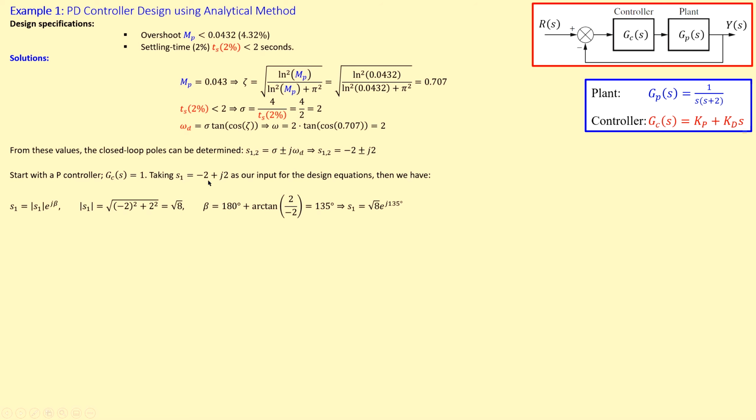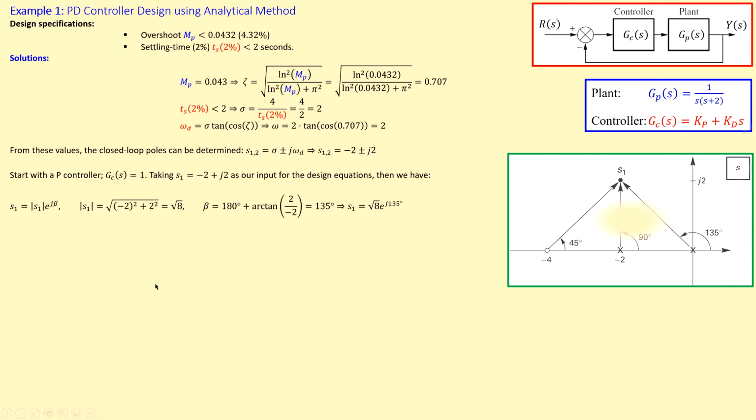And the phase associated with this one, if you draw this on the complex plane, I've done this in another video in more detail, you could look at it also. You need to have 180 degrees plus an arctangent of the imaginary part divided by the real part. That will give you exactly 135 degrees. So if you have the angle and the length, S1 is equal to the square root of 8 times e to the power j135 degrees. This is for the first part of the design equation.